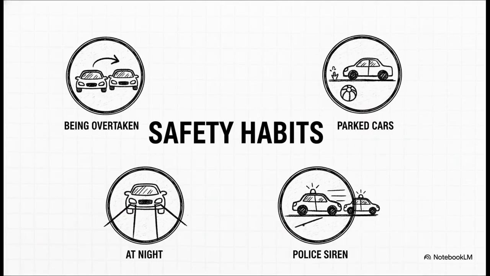And this defensive mindset just pops up everywhere. Someone's overtaking you? Don't speed up. Just ease off a bit and help them get by safely. Driving past a line of parked cars? Slow down, because you never know when a door might open or a kid might run out. Driving at night? Dip your headlights for oncoming cars. And if you hear a siren behind you, simple. Just pull over safely and as soon as you can.